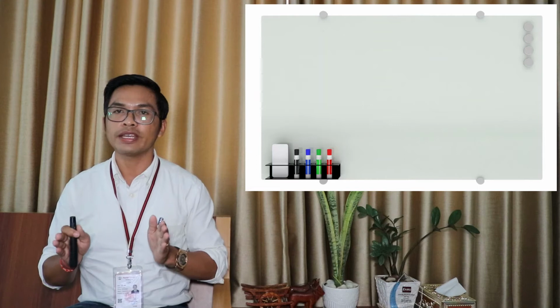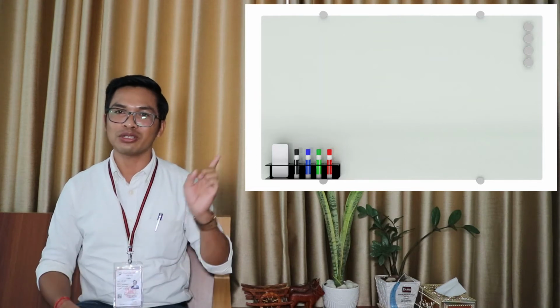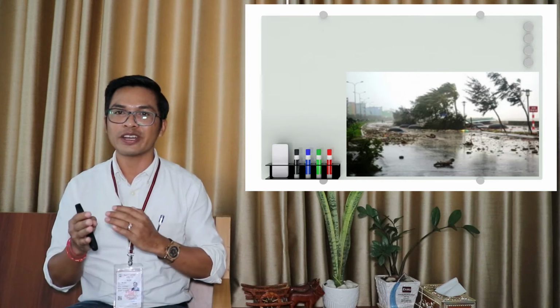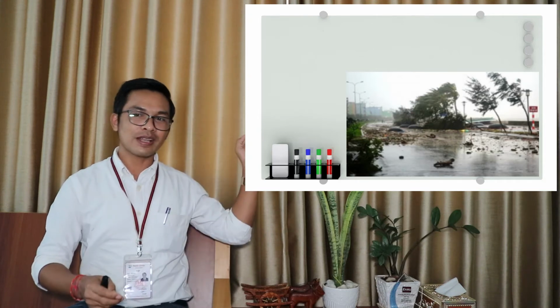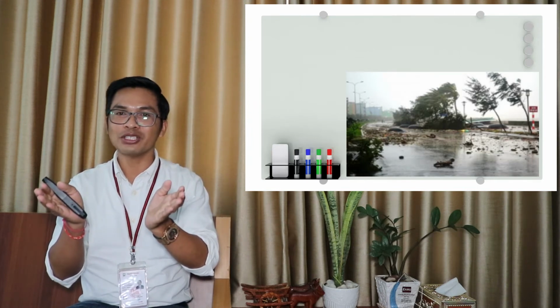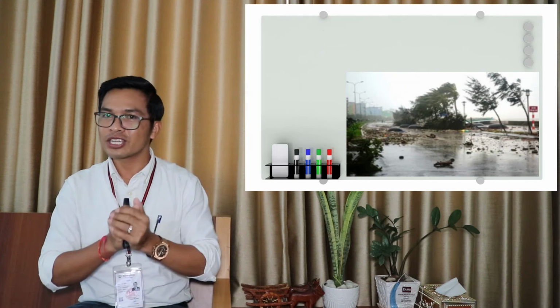And before reading the model text, I want you to look at the picture and tell me some important words that can make you understand the text well. So picture number 1, you see? Can you tell me what it is? So picture number 1 is, we say, terrible storm.